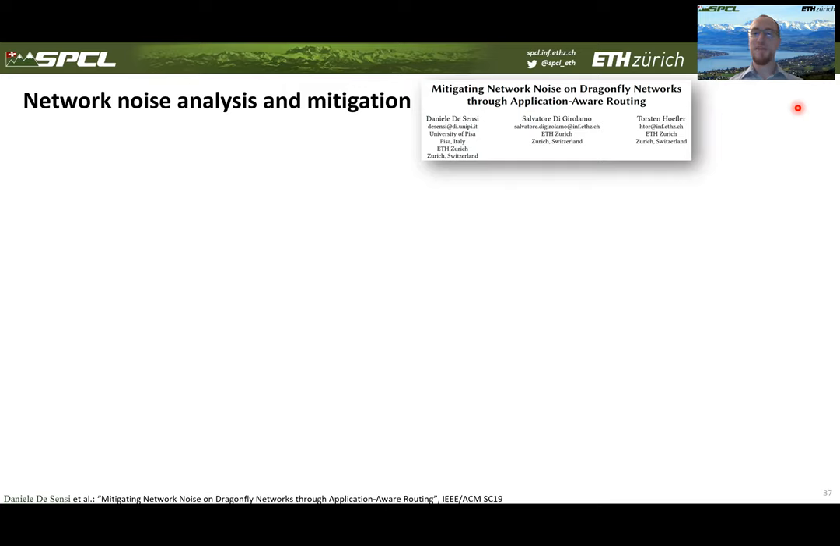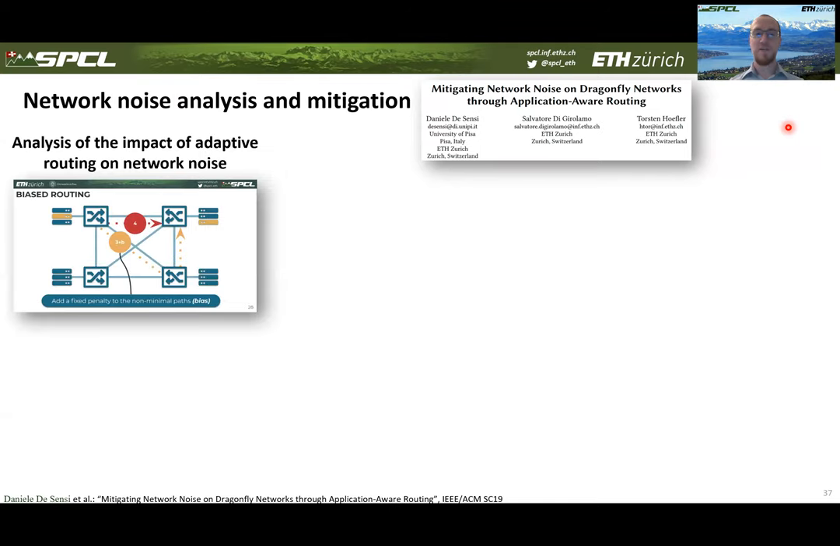This is really mitigating the network noise on Dragonfly or low-diameter networks, we could say in general, through application-aware routing. This is a very interesting trick because the network is causing network noise. So what does network noise mean? Network noise is really the fact that if you send a message, you will not see a deterministic performance.